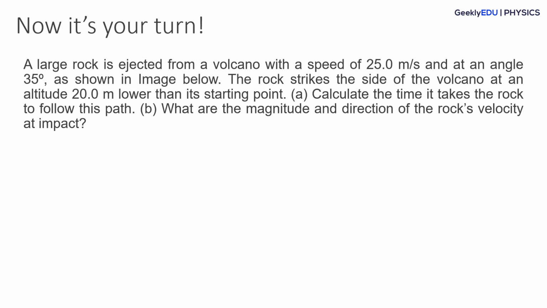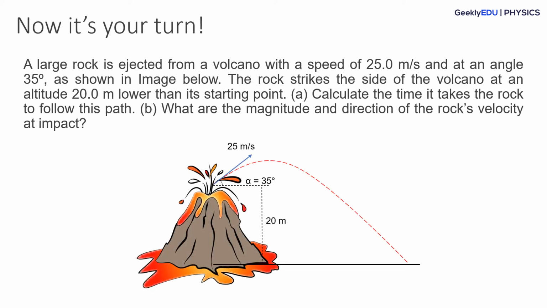Okay, now it's your turn. So imagine that a large rock is ejected from a volcano with a speed of 25 meters per second at an angle of 35 degrees, as shown in this image here. So the rock strikes the side of the volcano at an altitude of 20 meters lower than its starting point, and then you have to calculate the time it takes the rock to follow the path and what are the magnitude and direction of the rock's velocity at the impact. Try to solve it and comment down below your answers.